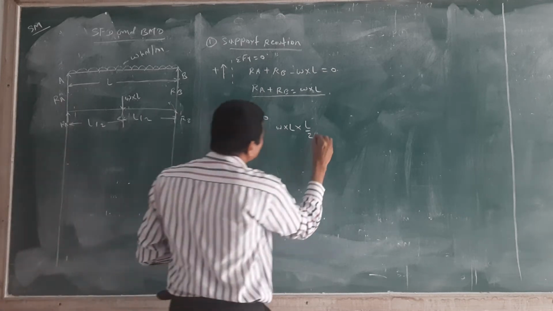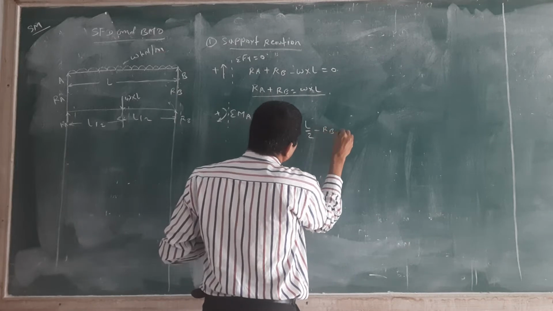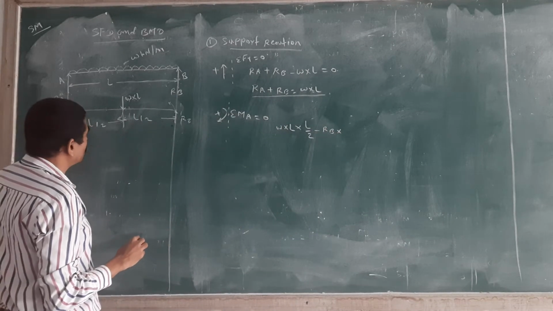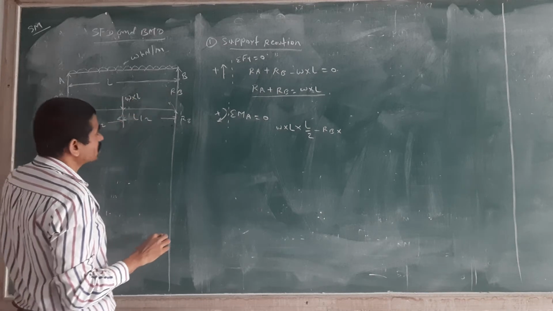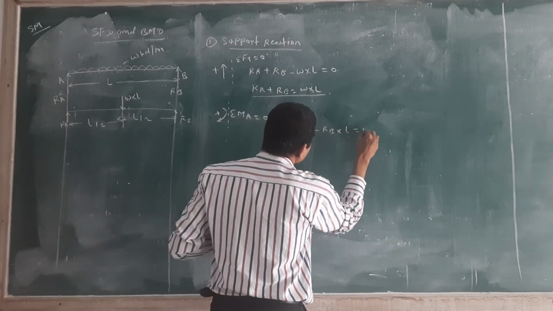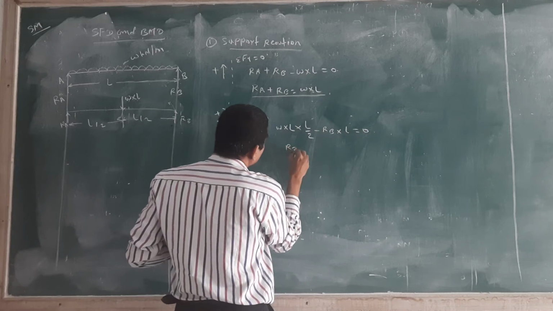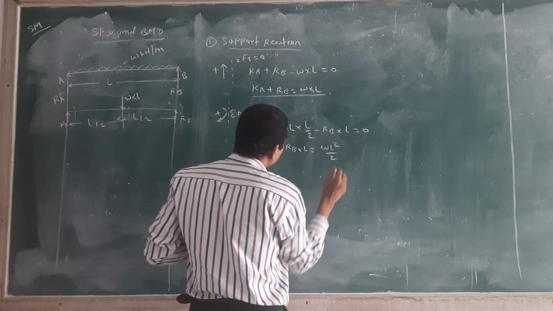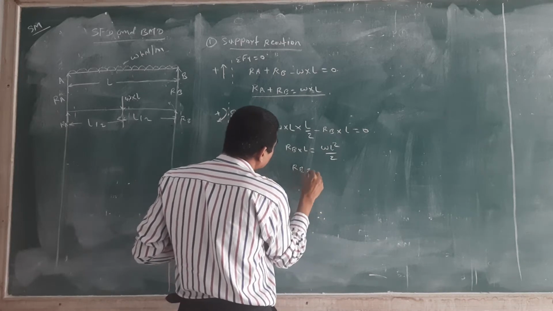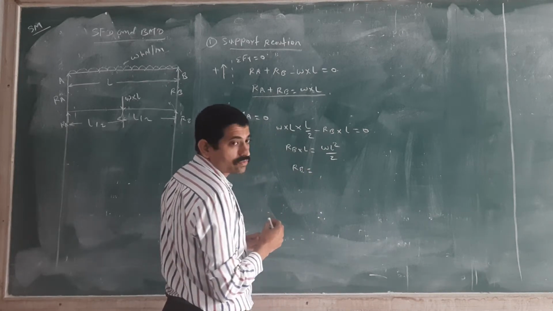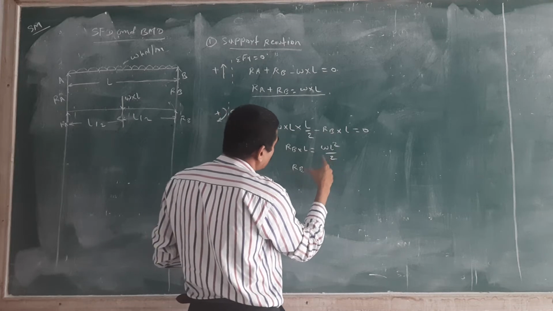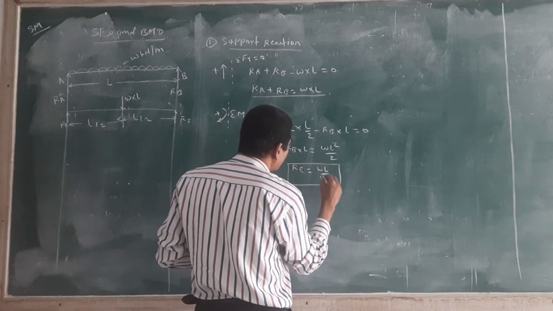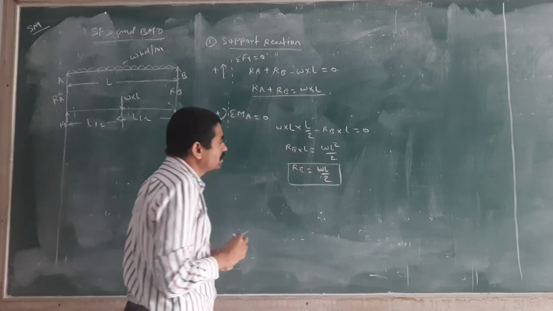Means RB into the total distance up to point A, the total length, minus that is equal to 0. Then you will get RB into L is equal to WL square divided by 2. Means RB is equal to what? You will get RB equal to WL by 2. This is the value.